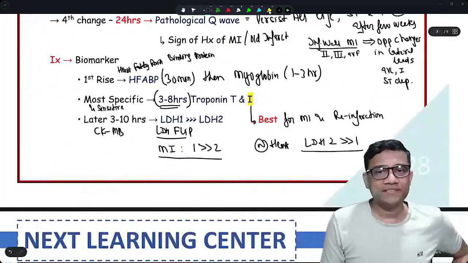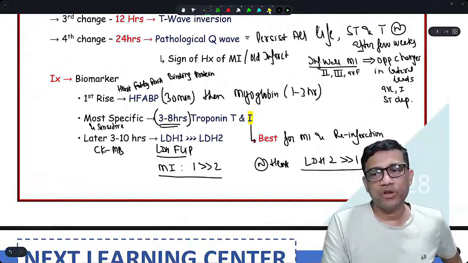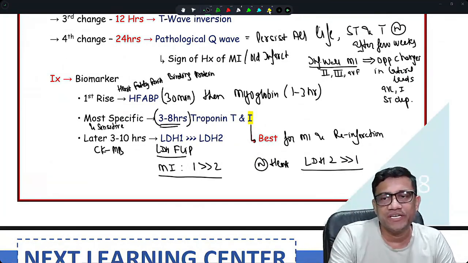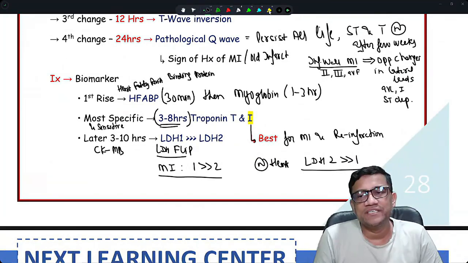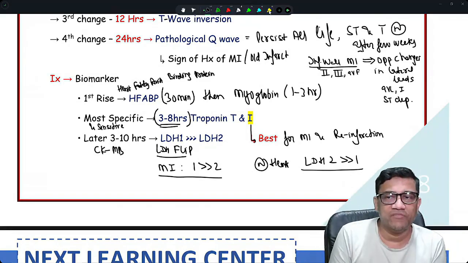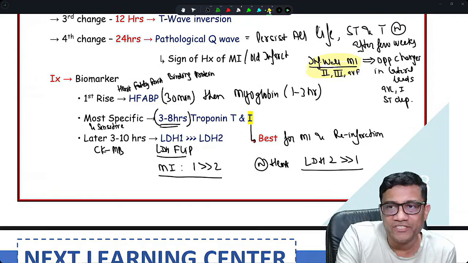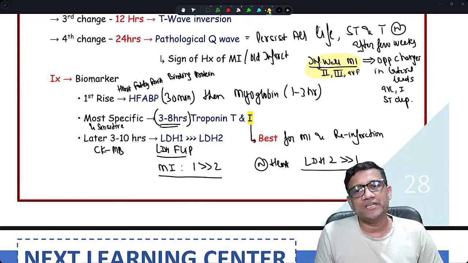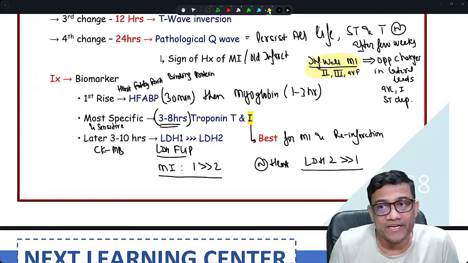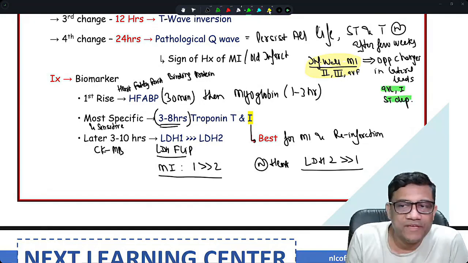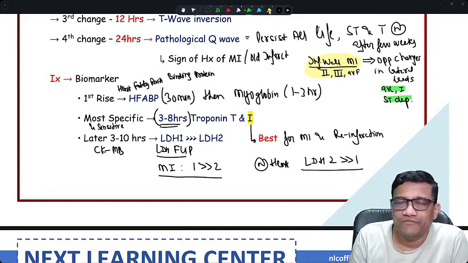Now let's discuss inferior wall MI. What will you see? We see elevation in 2, 3 and aVF, and a depression in aVL and 1. That is the marker of inferior wall MI.